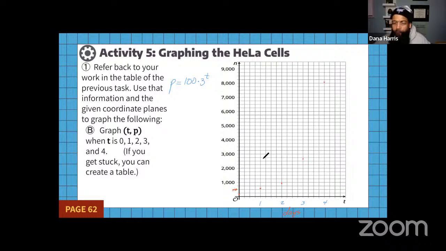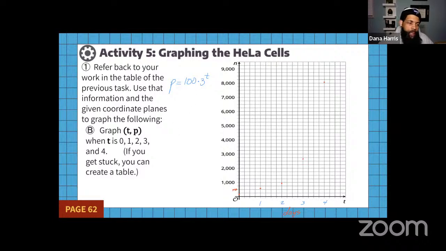Okay. So notice this is exponential growth. Remember, it starts off small. 100 triples to go to 300. 300 triples to go to 900. 900 triples to go to 2,700. And 2,700 triples to go to 8,100. All right. So that's what this graph would look like.